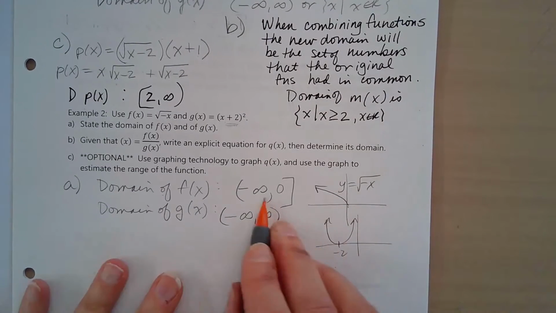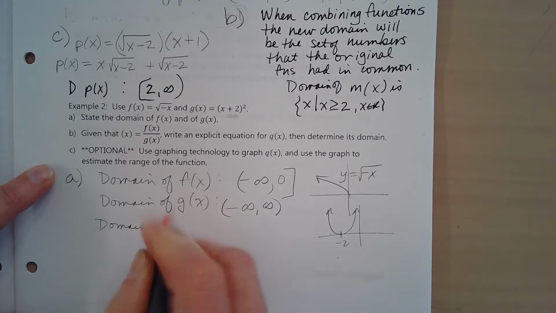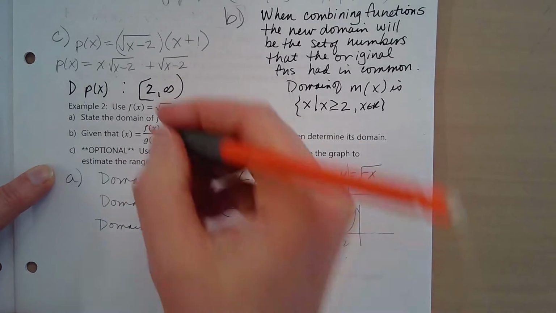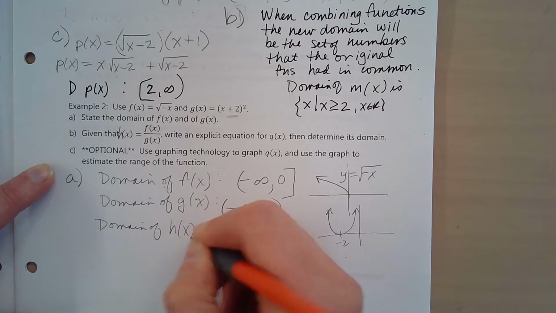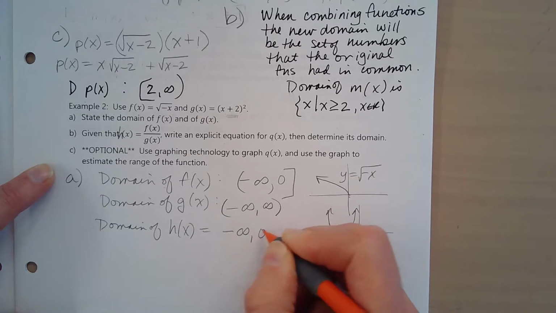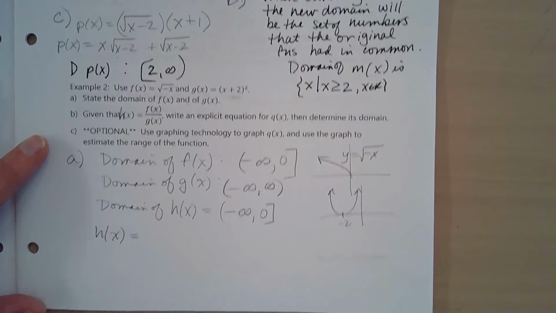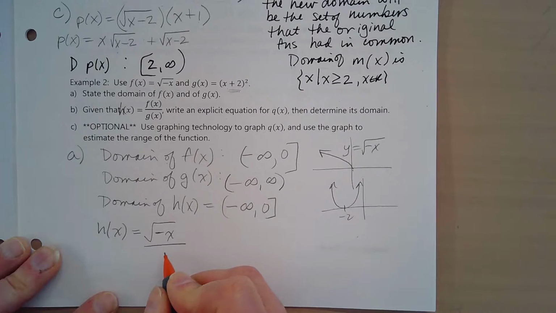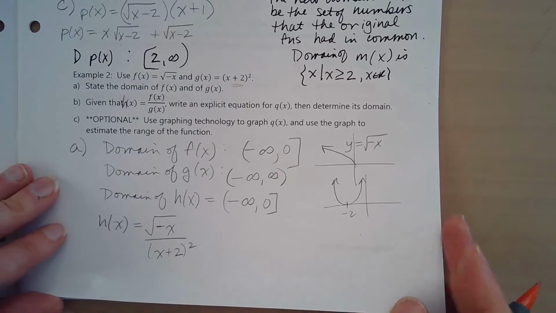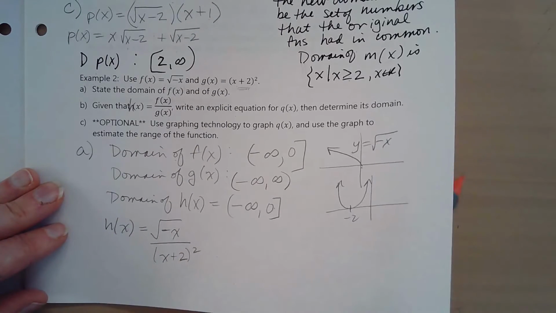Yeah, it's just the smaller package, right? So the domain of, let's just write this, I didn't give a name for f over g, let's call this h. Domain of h of x would be equal to, again, negative infinity to 0. Okay? And the statement for h of x would be root negative x all over x plus 2, all squared. And you wouldn't be asked to graph this, right, unless you had access to technology. Okay.